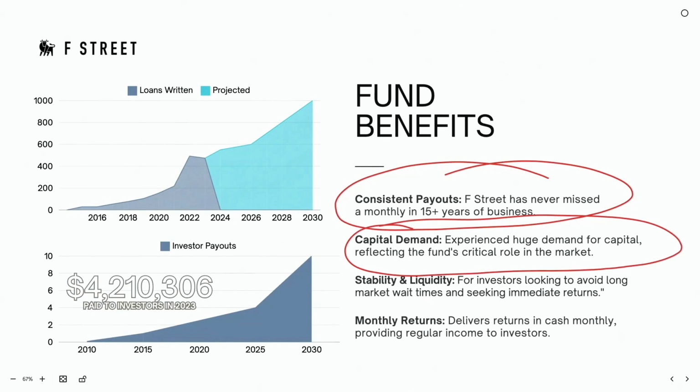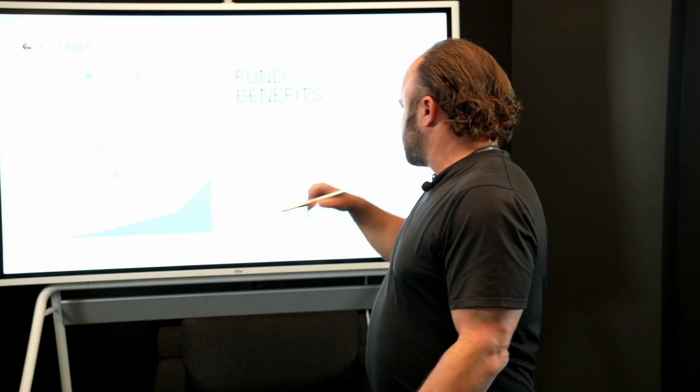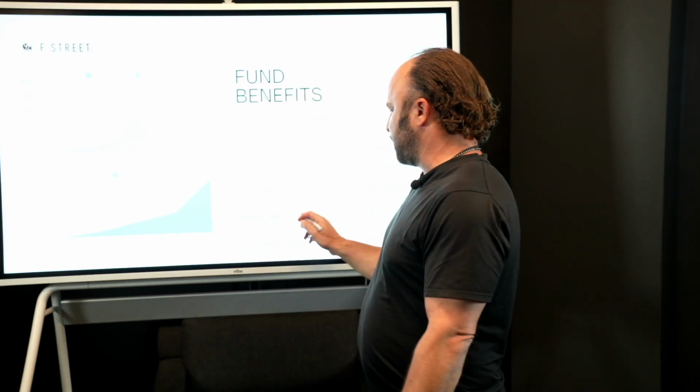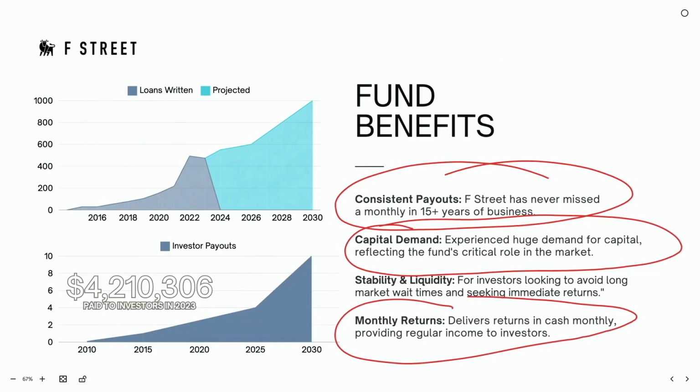We're receiving 300 plus applications every single month from borrowers who want to borrow money from our private debt fund, so we're deploying your capital. If you're looking for stability and liquidity, for investors looking to avoid long market wait times and seeking immediate returns, put the money in today, you'll get your first distribution August 31st. We provide monthly returns, delivering cash flow monthly.